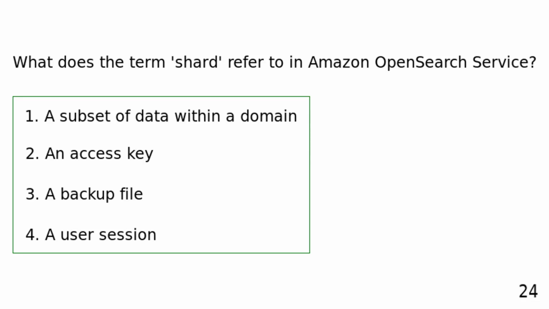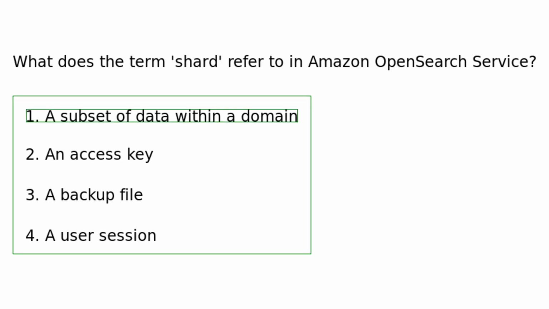What does the term shard refer to in Amazon OpenSearch Service? A subset of data within a domain. An access key. A backup file. A user session. In Amazon OpenSearch Service, a shard is a subset of data within a domain, used to distribute the data across nodes.